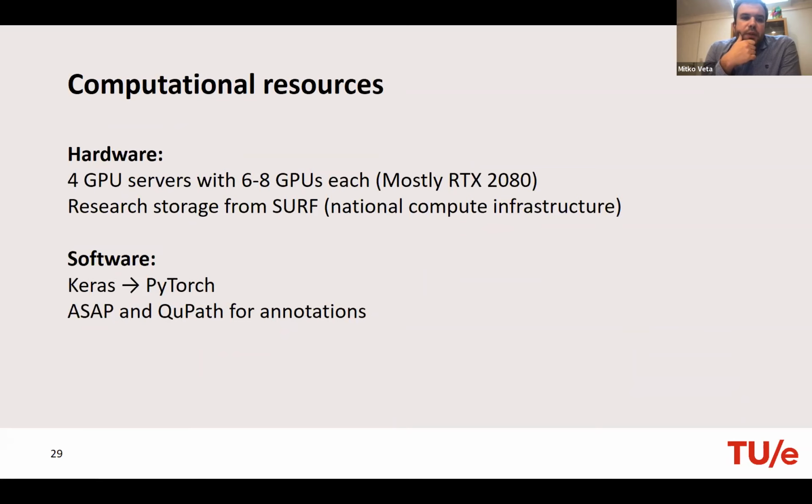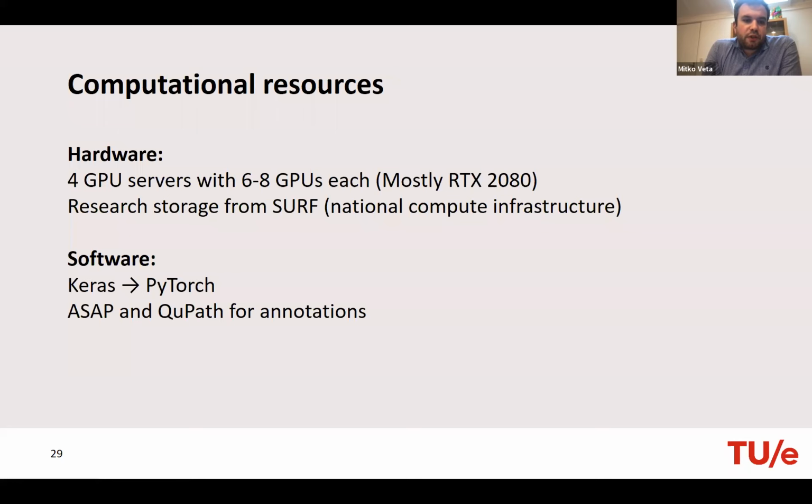So as a group, in terms of hardware resources, we have 4 GPU servers, with 6 to 8 GPUs each. They're mostly RTX 2080s. We don't have any smart way of submitting jobs. Because we're not a huge group, we can just easily coordinate who uses which GPUs on which server by talking on our Slack channel.